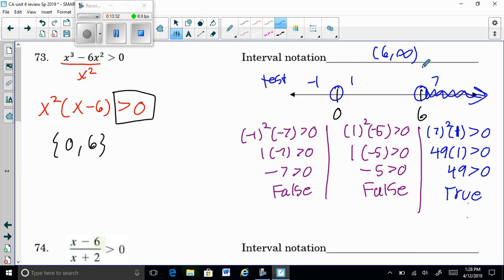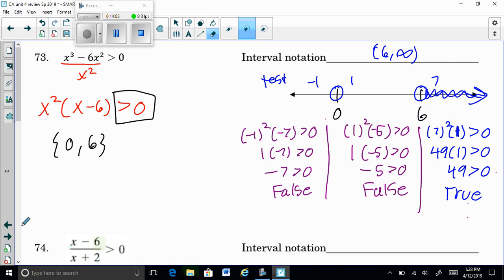I just want to point out, if that symbol had been greater than or equal to, then 0 would have been part of my solution set, even though these two other intervals would not have been. The only thing that would have changed is that 0 would all of a sudden have been part of my solution set. And same thing with 6. We would have bracketed that value in. So just pointing out how that inequality sign can really change things up.